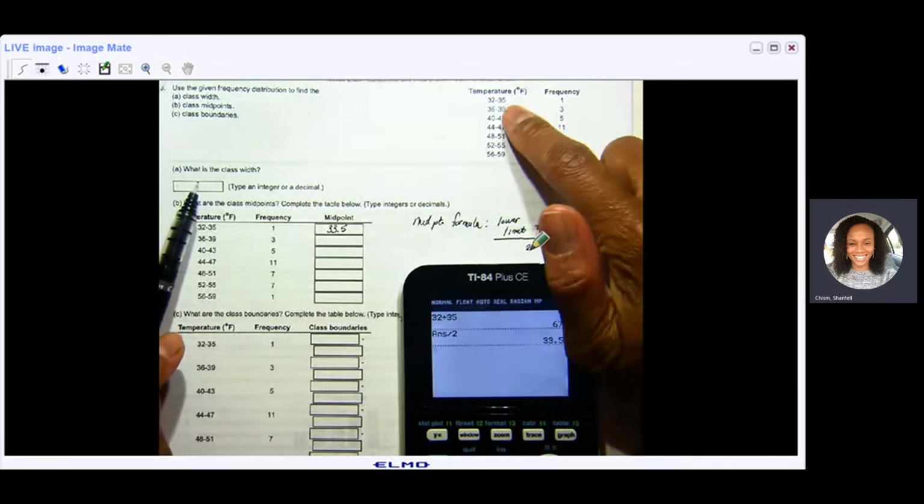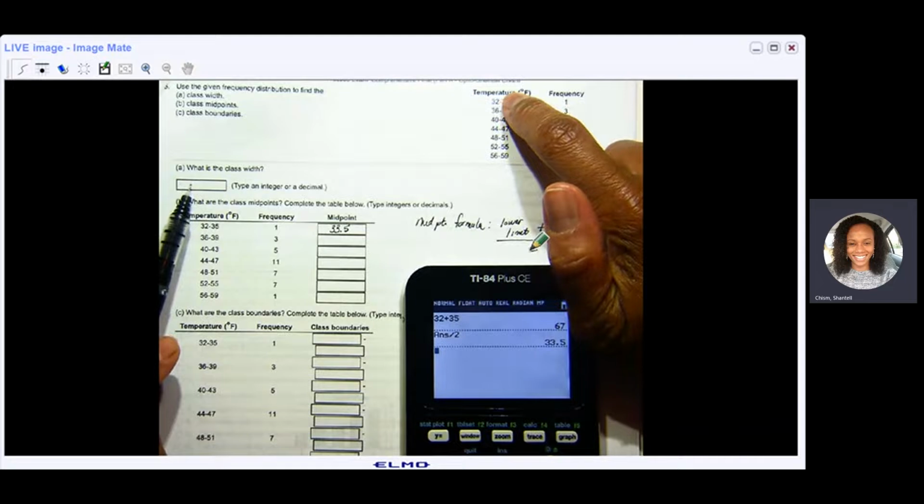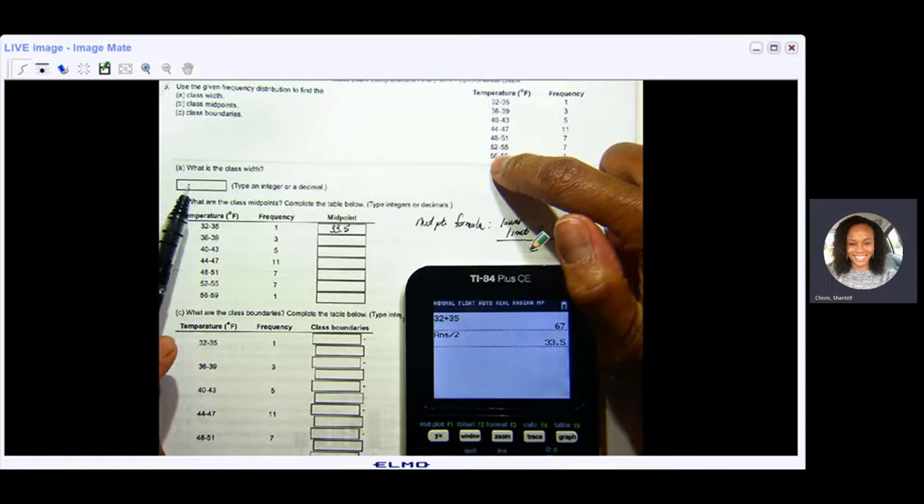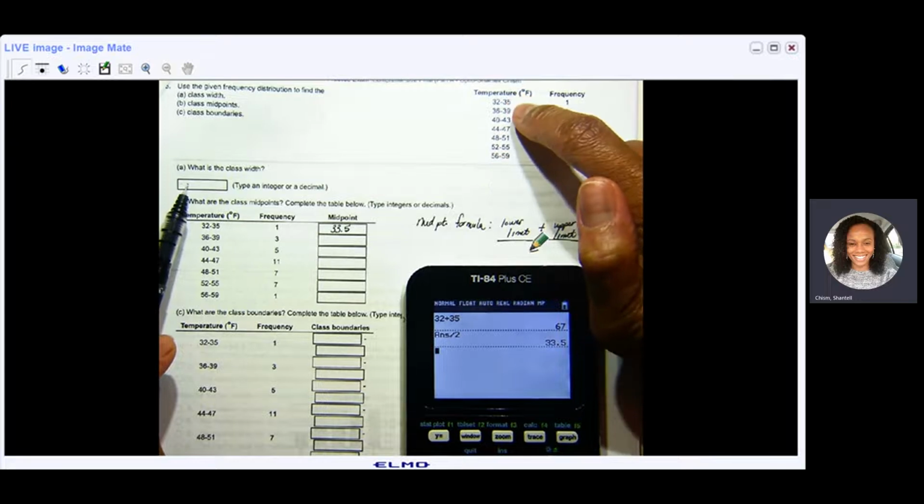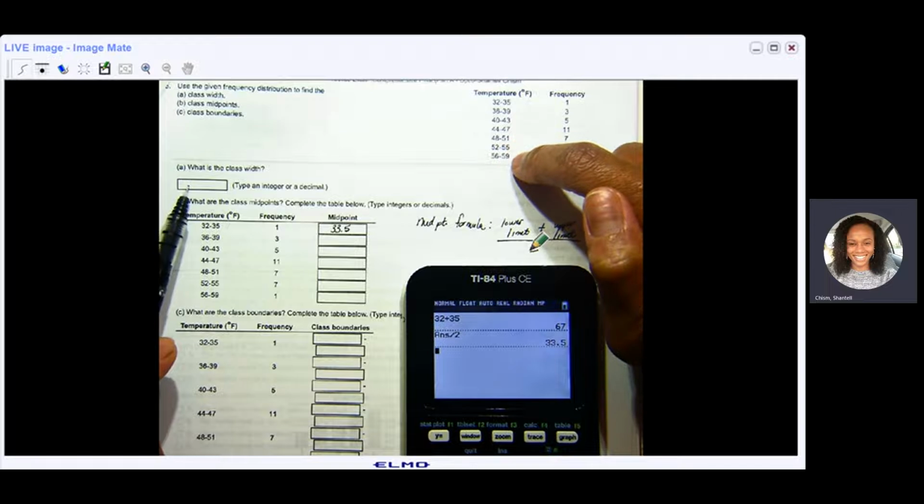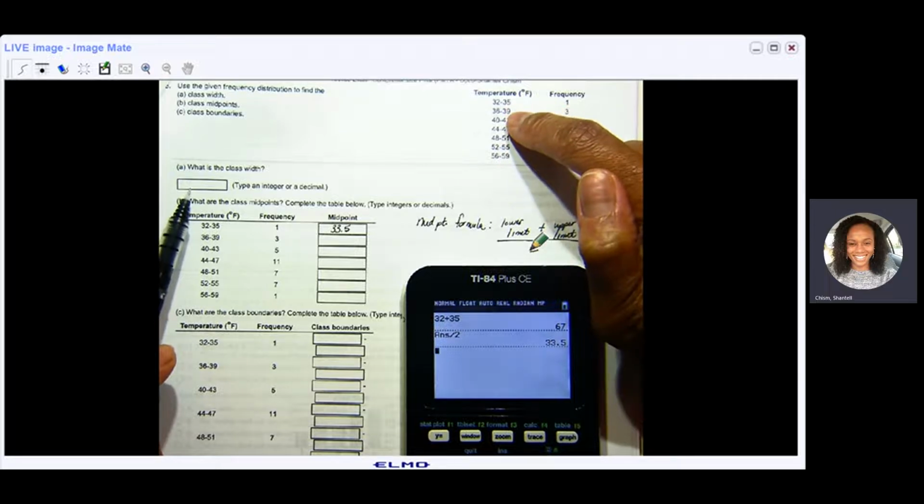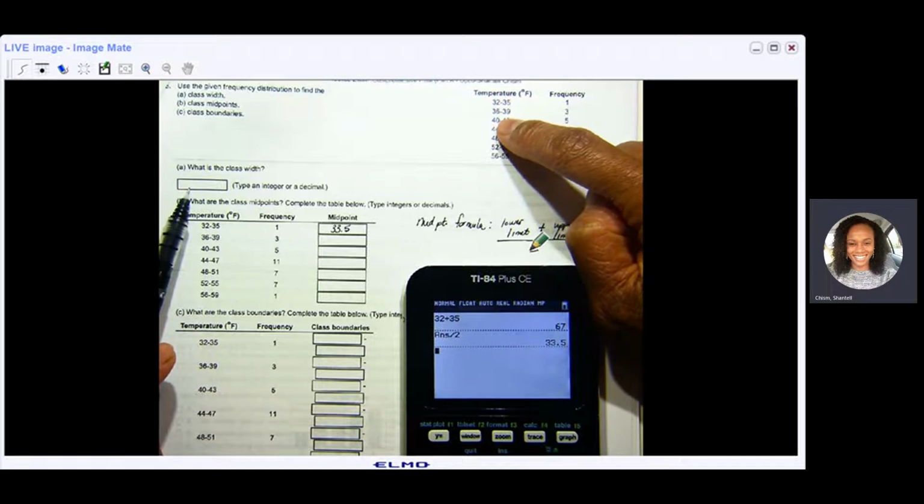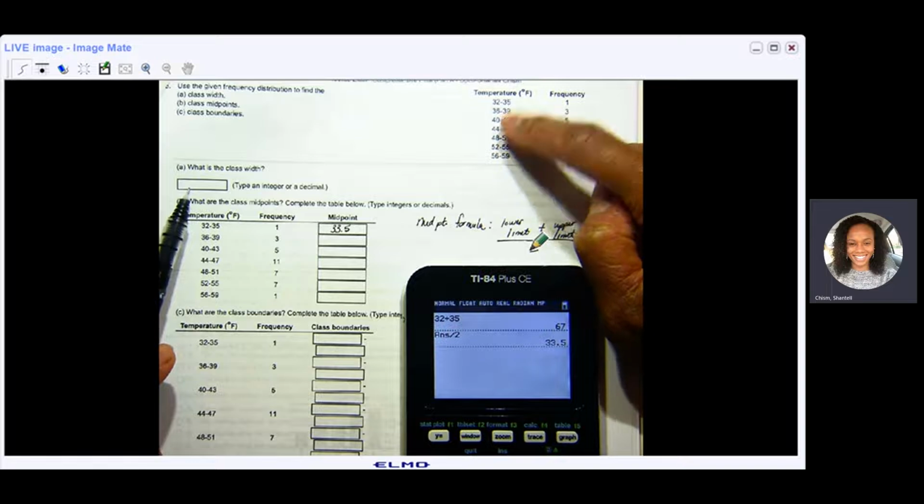They wanted to know what was the class width. So what you can do is you can look at how all the lower limits are increasing by the exact same amount, or you can look at how all the upper limits are increasing by, again, that exact same amount to actually see what the class width is. So the lower limit of class 1 is 32, then 36, then 40, then 44, then 48.